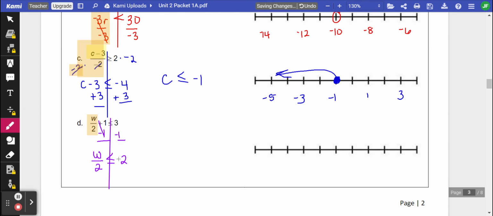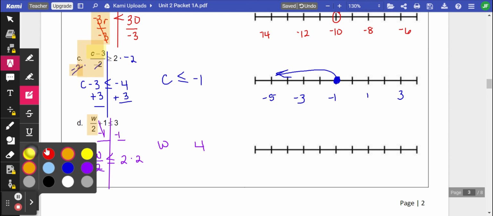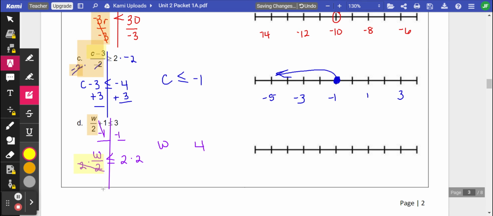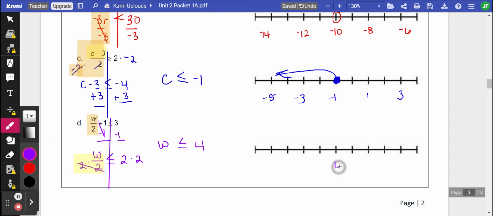3 minus 1 gives me 2. And then because this is a fraction, dividing by 2, the opposite is multiplying by 2. And those two cancel. So I have w and 4. Let's just check quickly to see if we need to flip our inequality sign. So when I multiplied by 2 on both sides, it was a positive that I was multiplying by, so I don't need to worry about flipping that over.